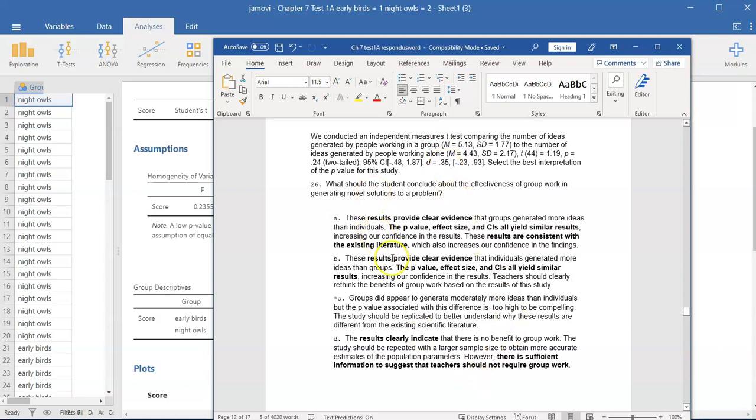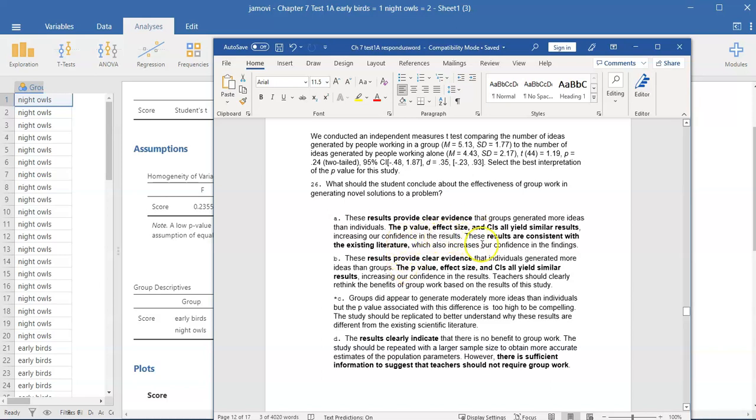Well, A has some wrong things in it. The results provide clear evidence. No, they don't, because the p-value is saying that there's really nothing to see here. It's just sampling error. But the D is relatively large. It's medium large. It's suggested that might have practical importance. That's inconsistent results. That's unclear.